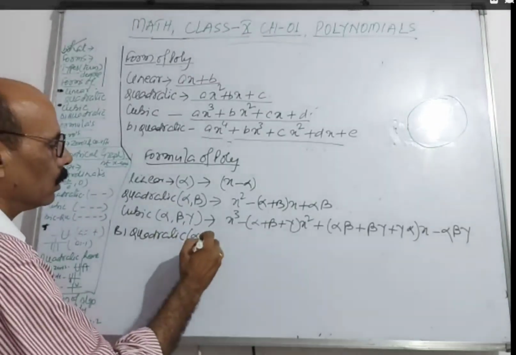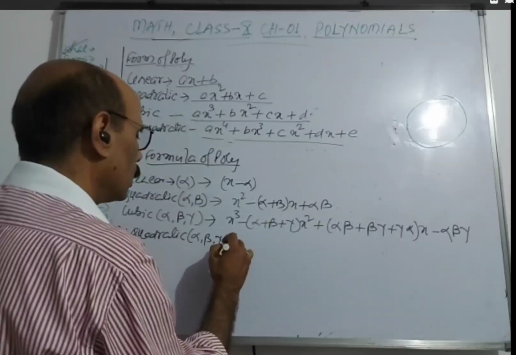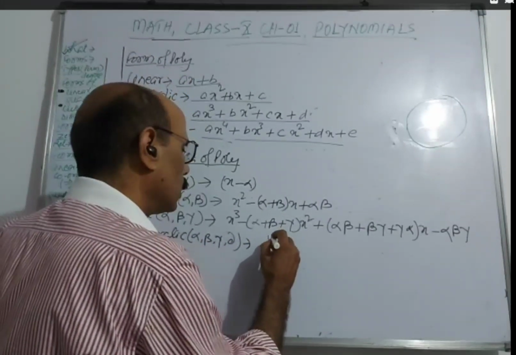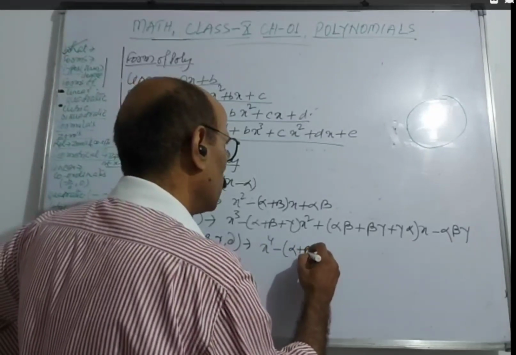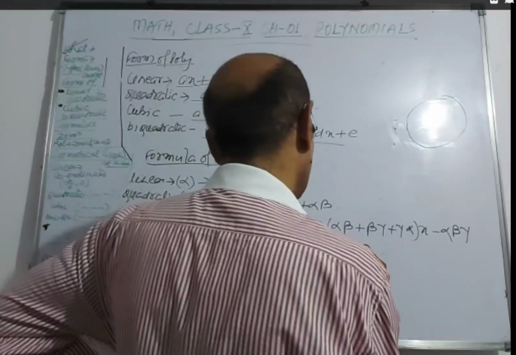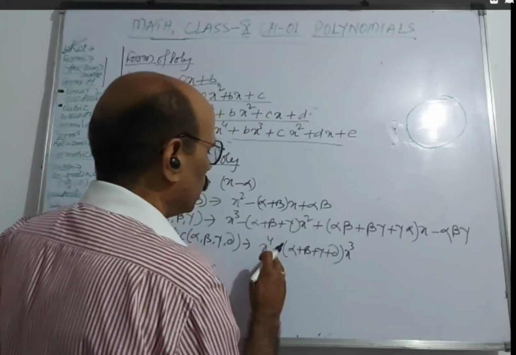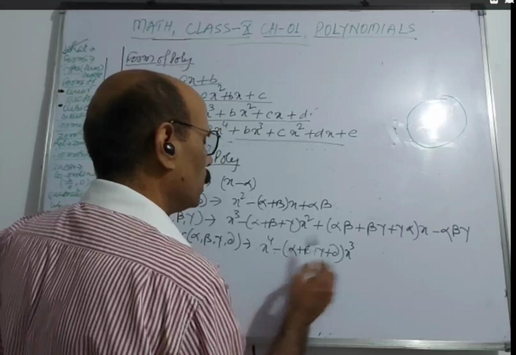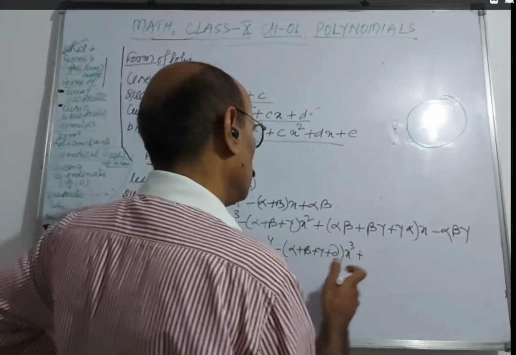Biquadratic. In this case, there will be four zeros: alpha, beta, gamma, delta. What will be there? x to the power 4 minus (alpha plus beta plus gamma plus delta) x to the power 3. The signs alternate, plus, minus, again plus, everywhere, and the power keeps decreasing.